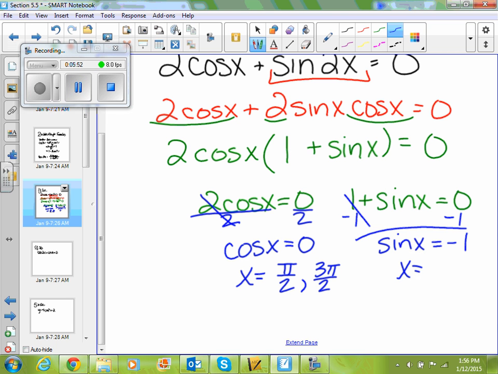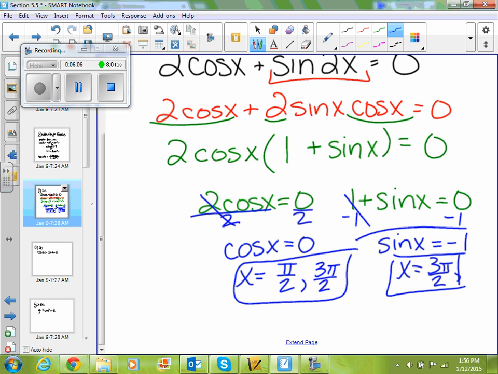Where is my sine of x equal to negative 1? 3 pi over 2, and where? Is that it? Just 3 pi over 2? Okay, so I know that my x is pi over 2 or 3 pi over 2.